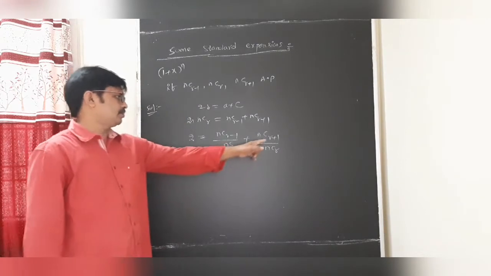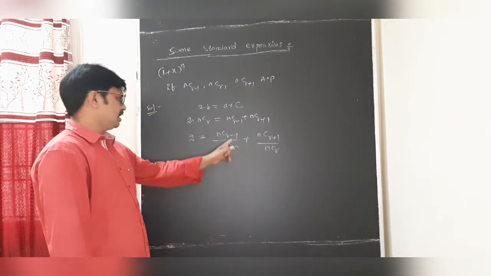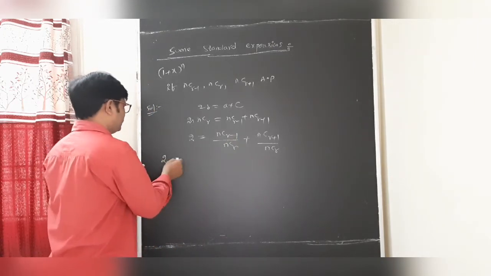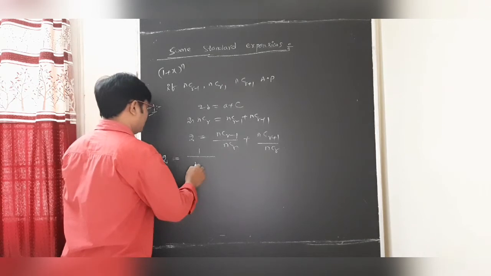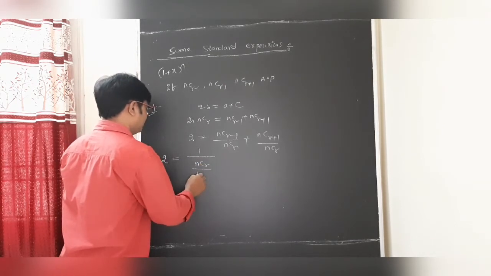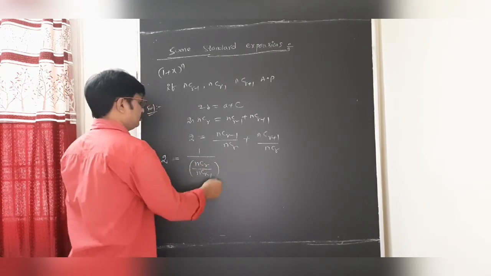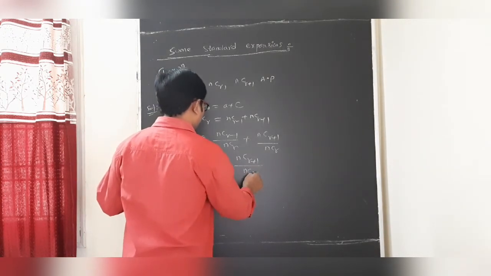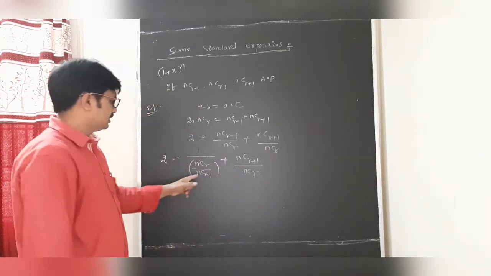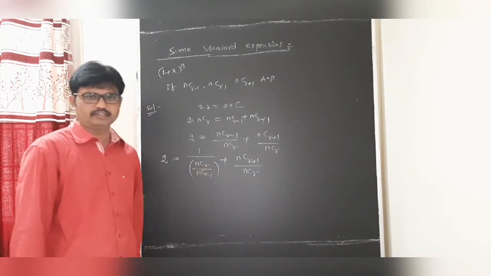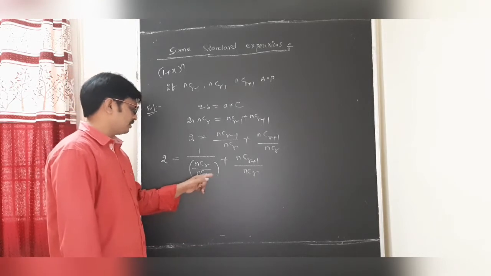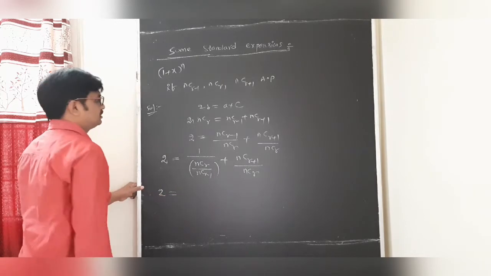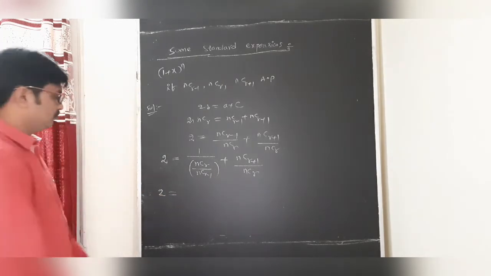My dear students, R plus 1 and R are successive numbers, and R minus 1 and R are successive numbers. So how can you write this? 1 upon NCR by NCR minus 1, plus NCR plus 1 by NCR. Just now I explained NCR by NCR minus 1 is n minus r plus 1 upon r. How can you write it? The fifth property, students.